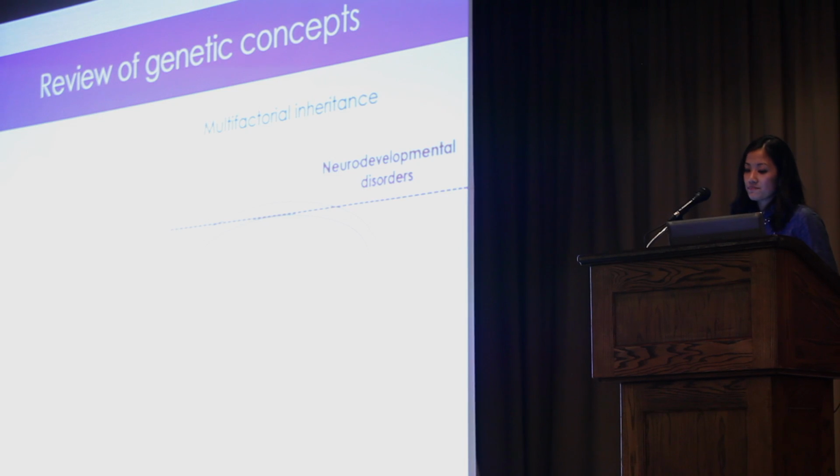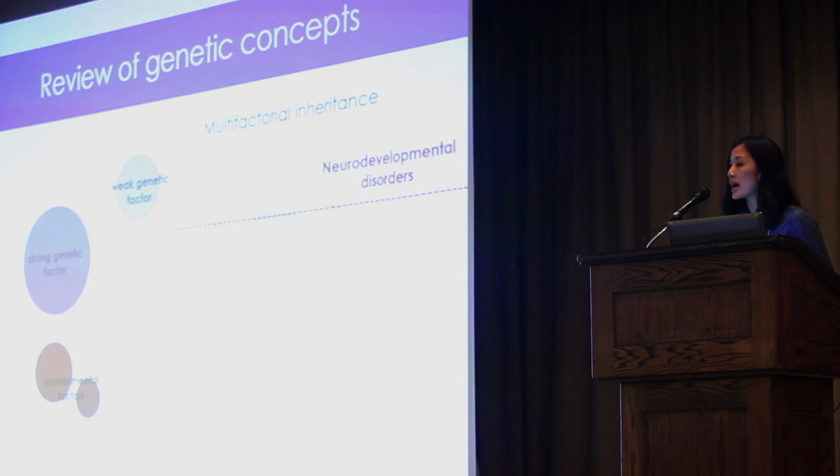So to begin, with neurodevelopmental disorders, including autism, there's no one gene that causes autism or OCD or intellectual disability or ADHD. It's considered a multifactorial condition. What that means is that there are many factors that play a role, including environmental factors and genetic factors. And you can see there are different impacts or strengths of these factors.